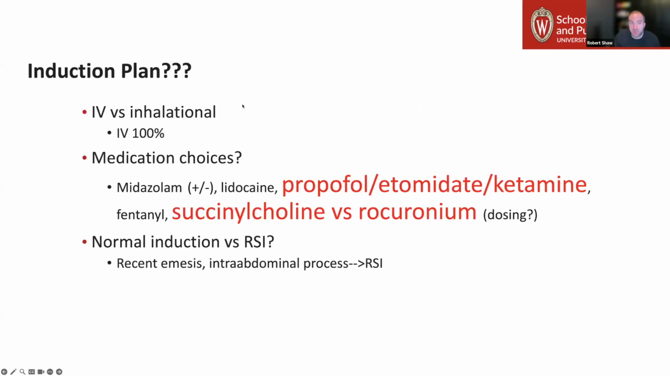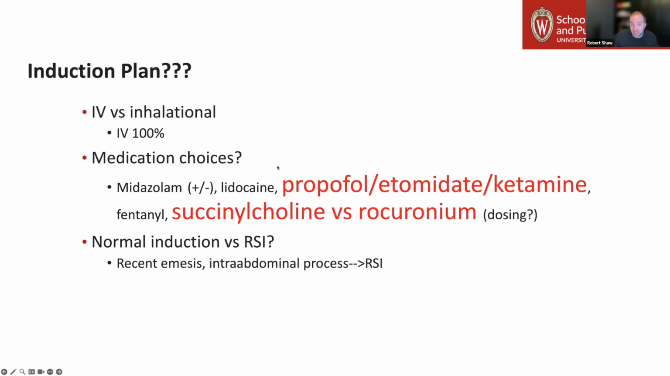First thing we need to decide: how are we going to induce this patient? Are we going to do an IV induction, or an inhalational induction? These are different methodologies of getting a patient into that general anesthetic state. In the patient we described, IV is the choice 100% of the time. The patient has a presumed full stomach. He's been vomiting for the past 24 hours, and he has an intra-abdominal process going on. So we want to induce anesthesia and get a breathing tube in as quickly as possible.